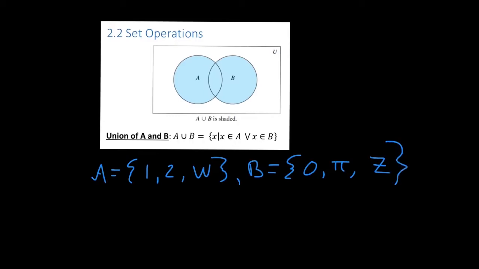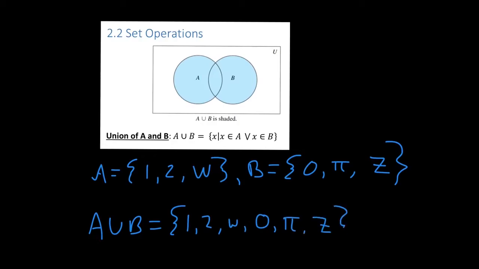So then to write the union, A union B, go back to the definition, always go back to the definition. The union of two sets is going to be every element that is inside of A or it's inside of B. So I just list all those things out. So A union B is going to consist of 1, 2, W, 0, pi, and Z. So that is the union of those two sets.